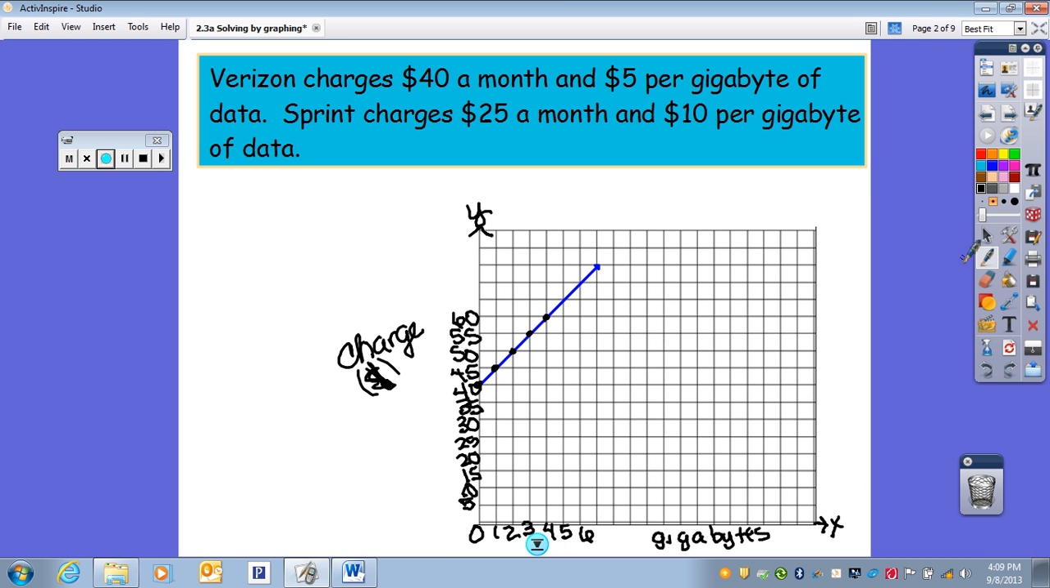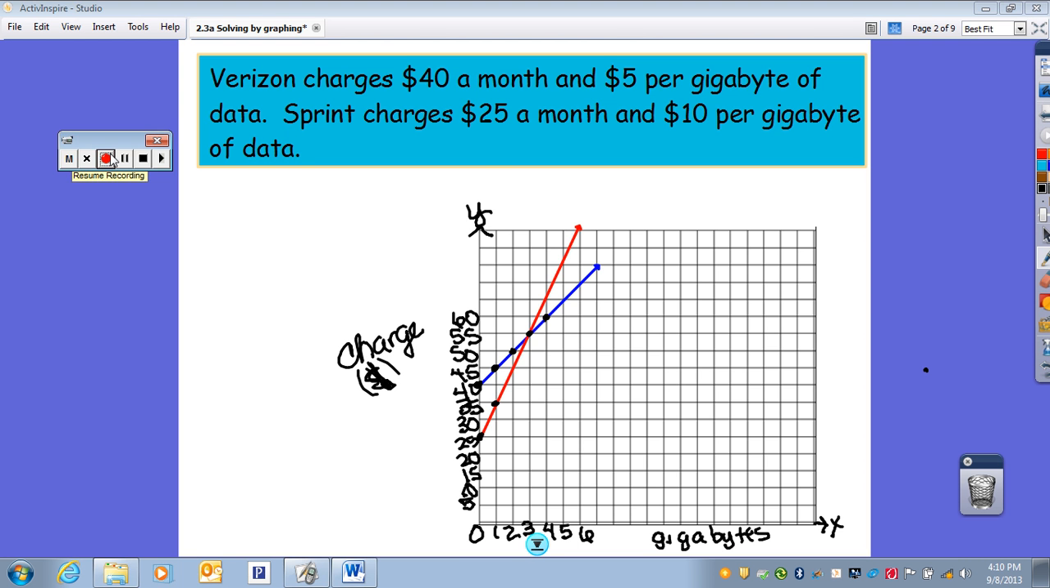And now we will make a line that represents Sprint. Sprint begins at a charge of $25 for a month, and then in 1 gigabyte we add $10. So that gives us a charge of $35. In 2 gigabytes, that gives us a charge of $45, and so on. And we'll draw our line from there. After drawing in the line for Sprint, we can see that our lines cross at 3 gigabytes at $55. That's when the charge for Verizon and Sprint will be the same.